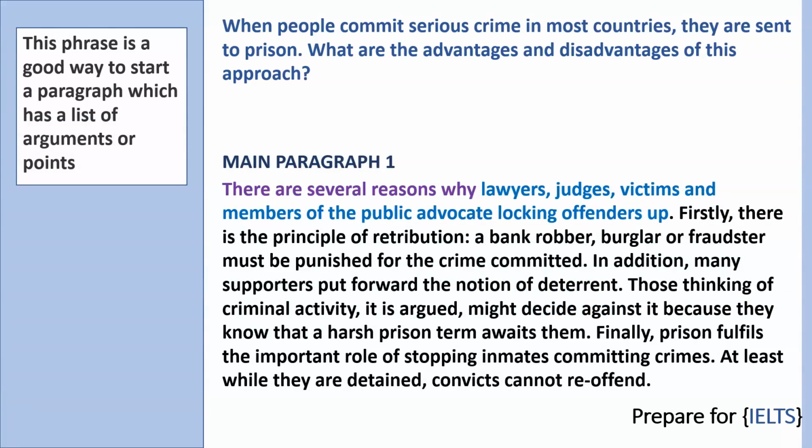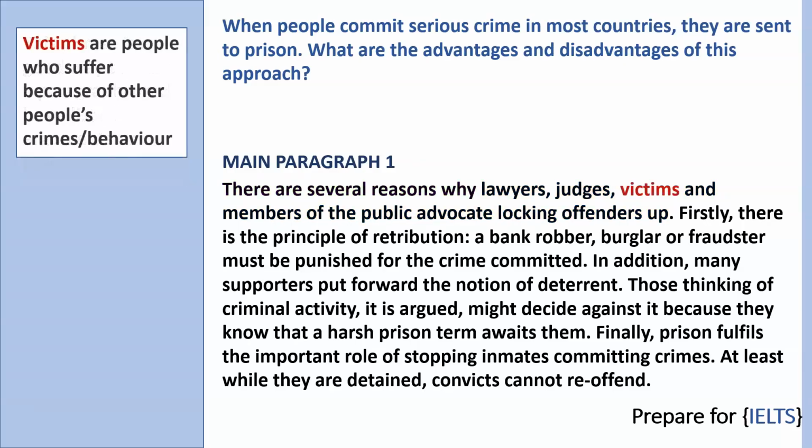Moving on to the first main paragraph, and this is a good way to start a paragraph which basically has a list of arguments or points. So we start by writing, there are several reasons why something is true, and then you list your reasons. You can provide support for your reasons, you can explain them, but your paragraph will probably have 2, 3, or maybe 4 reasons for something, and introducing them with a sentence like this is a great idea.